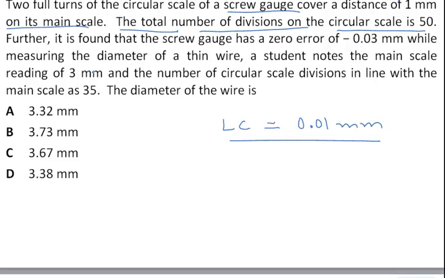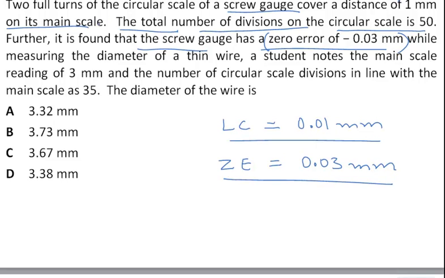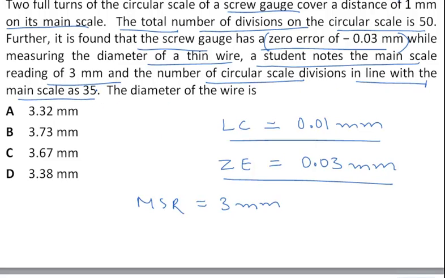Now further it is found that the screw gauge has a zero error of minus 0.03. That means this is a negative zero error. So this value, zero error, has to be added, that is 0.03 mm is to be added in any measurement. While measuring the diameter of a thin wire, a student notes the main scale reading of 3 mm. So main scale reading is 3 mm and the number of circular scale divisions in line with the main scale is 35.